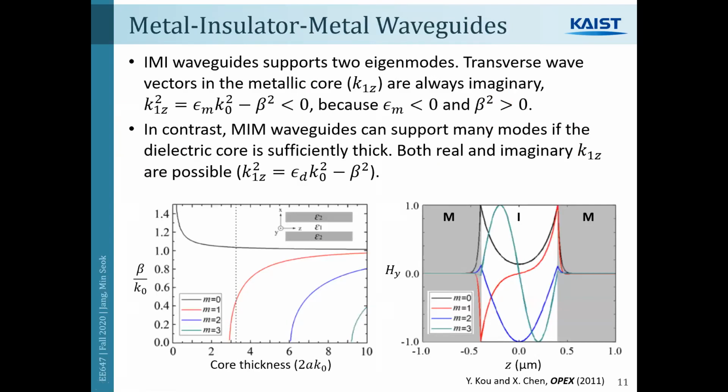What we are going to talk about today is the opposite case, the metal insulator metal waveguide. In this case, the mathematical formulation is exactly the same. All you need to do is switch epsilon m with epsilon d. Previously the core was metal and the cladding was dielectric, but in this case the core is dielectric and, I'm sorry, the cladding is metal. So you can just switch the permittivity of the two layers and you get the solution.